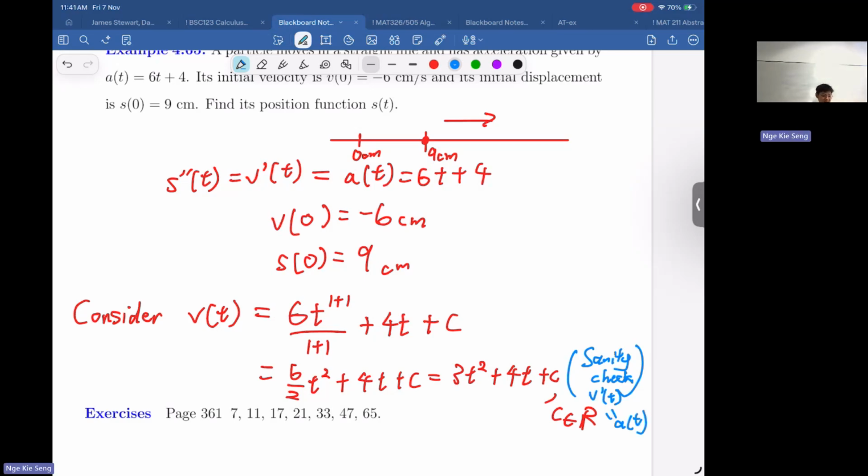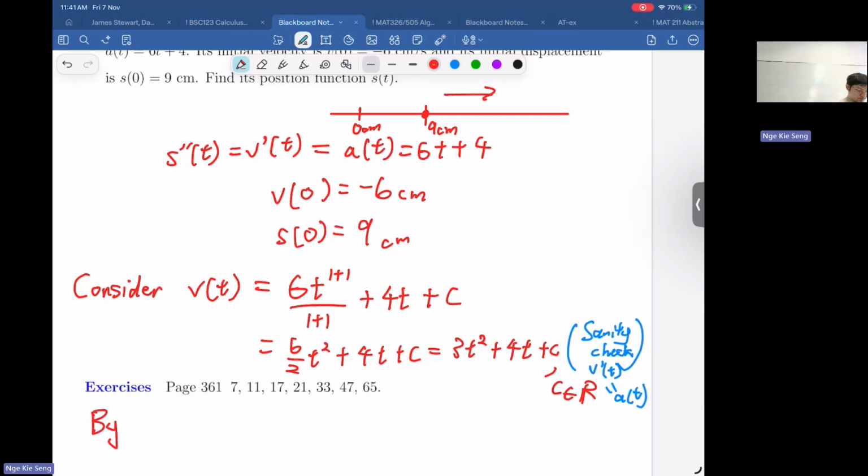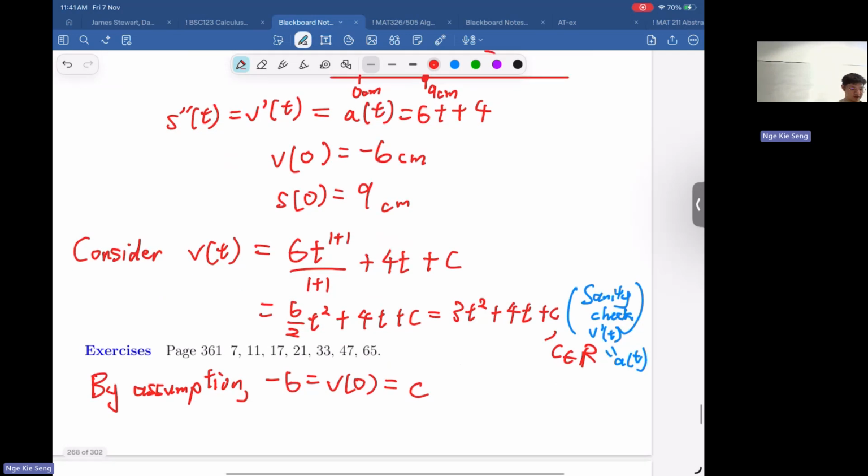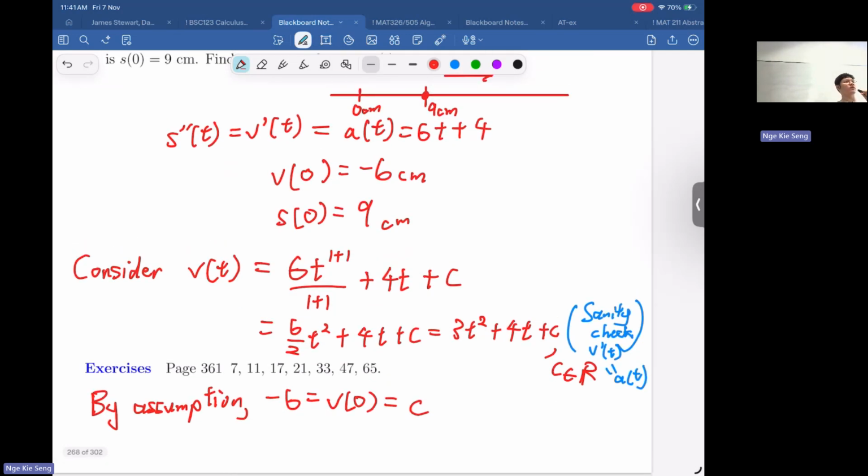Okay, but similar to the question we did before, we already determined a point inside this V(t) graph. So meaning we are picking a specific C. Okay, so how to pick? You need to substitute your points here. So by assumption, what do you get? Minus 6 equals V(0), which just evaluates to C. Very nice, because 0 times 3, 0 times 4, you get 0. So C is minus 6.